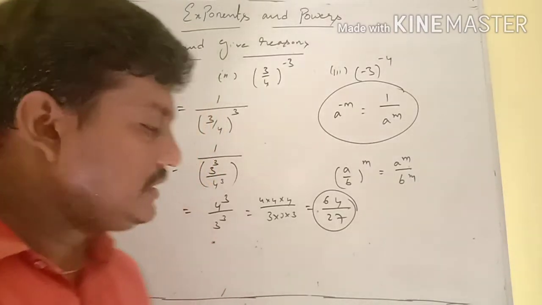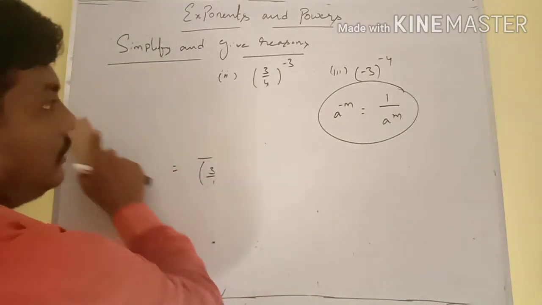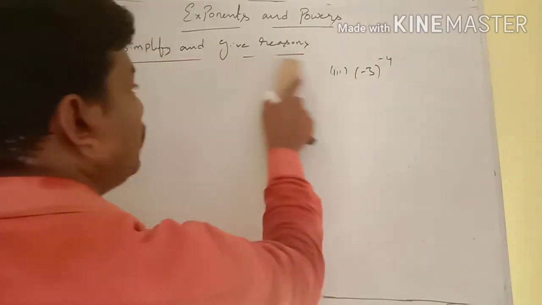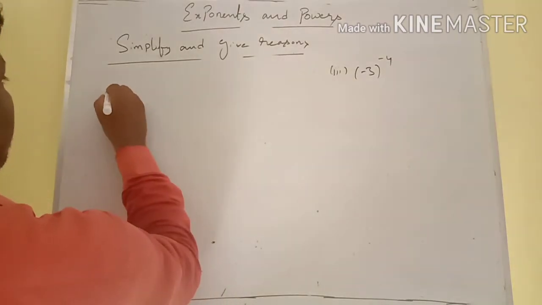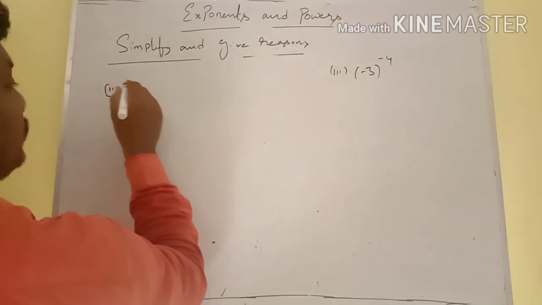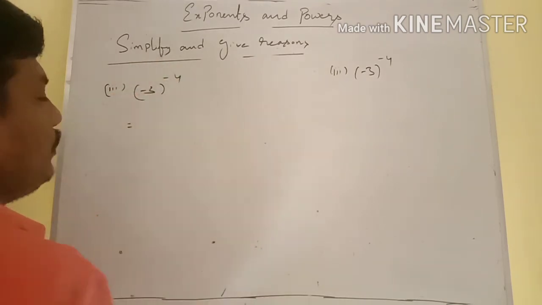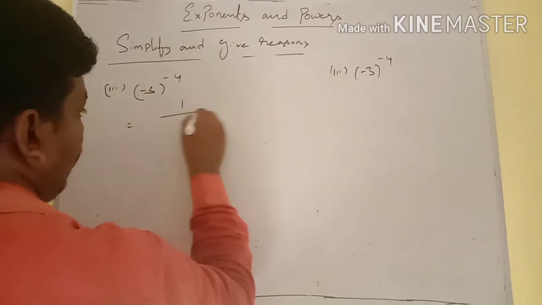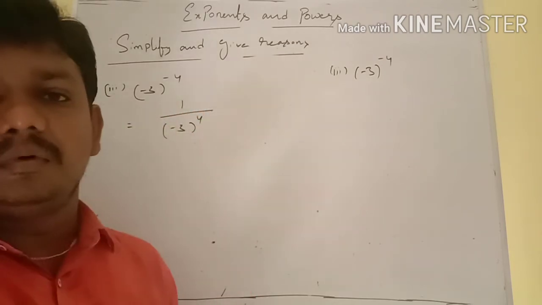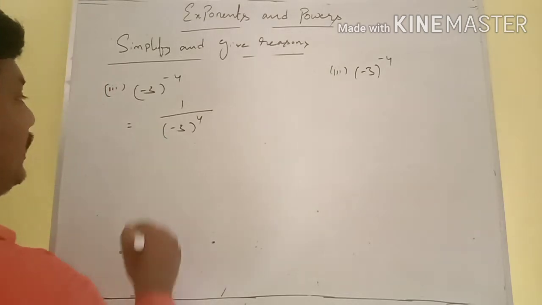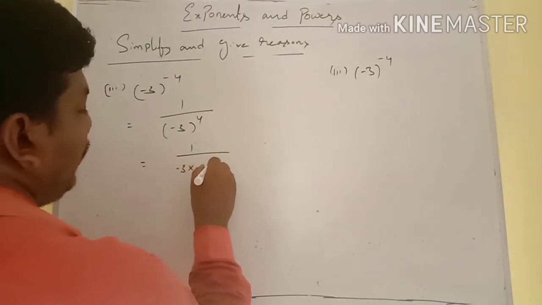Next comes the third question. So what is this value? Coming to question number 3, minus 3 whole to the power of minus 4. That means what? This can be written as 1 by minus 3 whole to the power of 4. So this can be written as 1 by minus 3 multiplied 4 times.